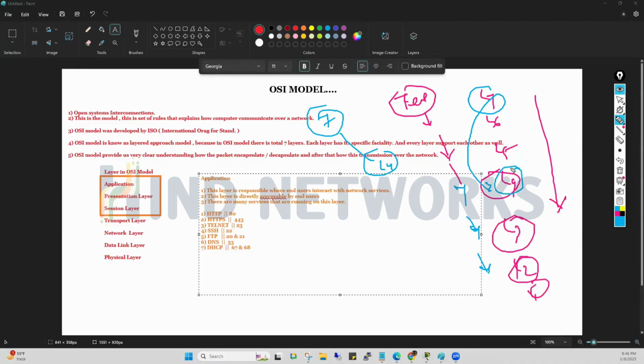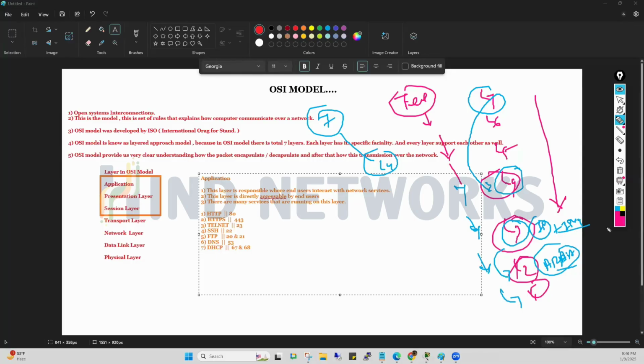When your packet goes to layer number 3, which protocol is there? The IP protocol. And what will the IP protocol do? It will add the IPv4 header. And when this packet goes to layer number 2, which protocol is there? The ARPA protocol, which will add the Ethernet header. And when your packet goes to layer number 1, it will be converted into bits. I hope you understand these things. Clear, guys?